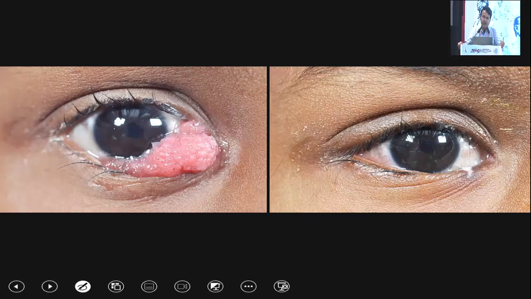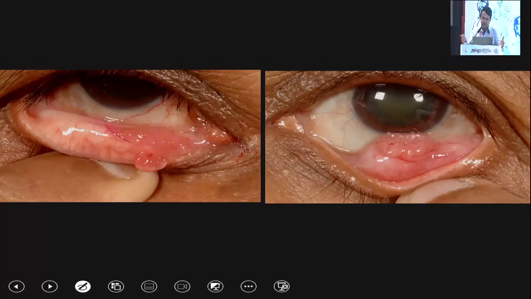This was a child with an aggressive papilloma, thrice excised elsewhere, again recurrent. This we didn't excise at all. This was treated with systemic interferon, and the child had complete regression. So in aggressive recurrent papillomas, you can opt for systemic interferon, which your oncologist will help you give.